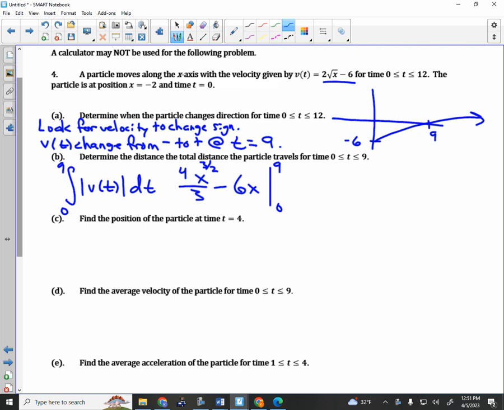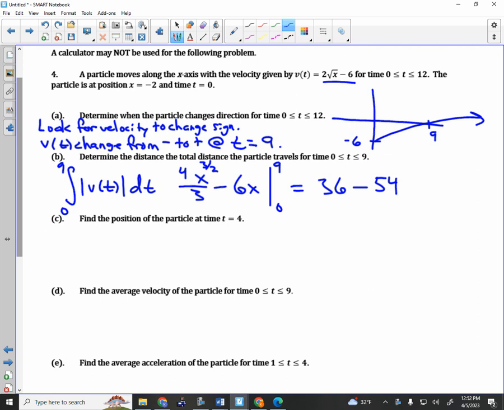Let's see how we deal with this. 9 to the 3/2. You can either cube 9 or you can take the square root of 9. What's the square root of 9? 3 cubed, 27. Divided by 3, 9 times 4, 36. So you get 36 minus 54.